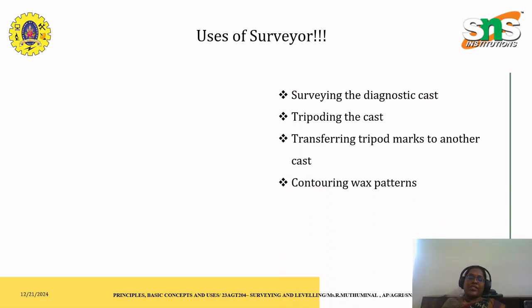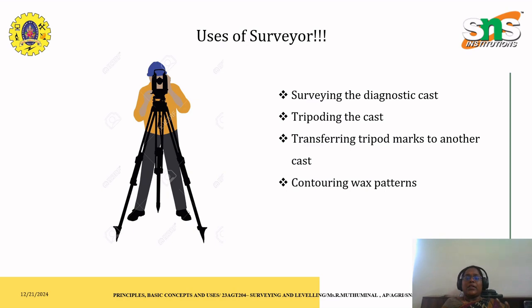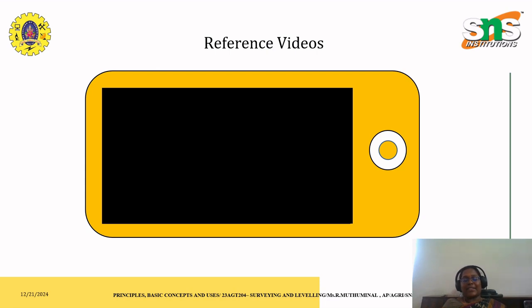And along with the uses of surveying, it is also important for us to identify the uses of a surveyor. The surveyor will deal with the diagnostic cast, along with the tripoding of the cast and transferring the tripod marks to another cast, making the contouring wax patterns.